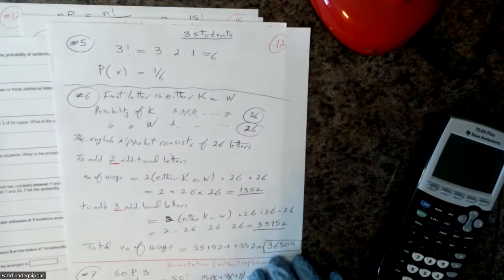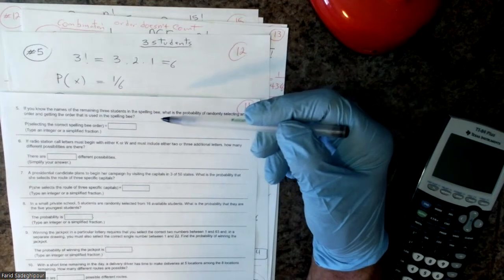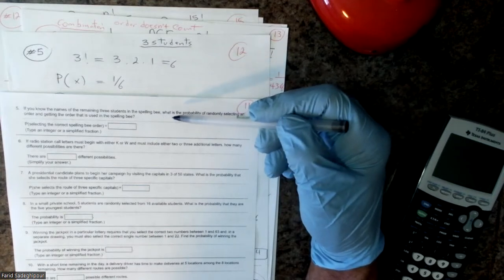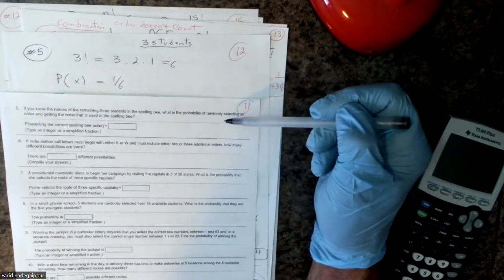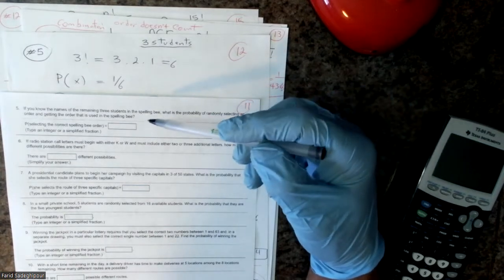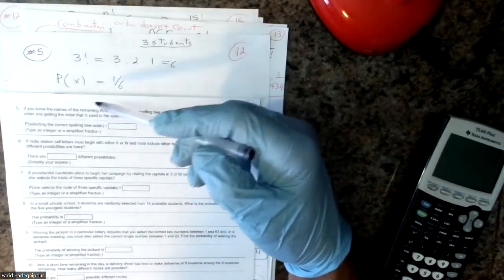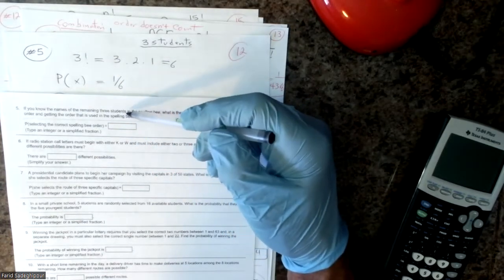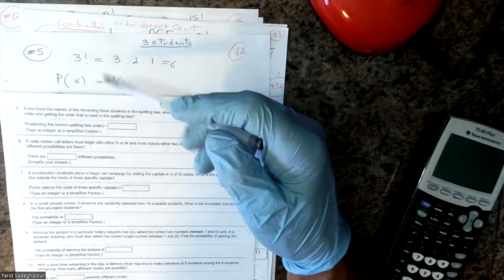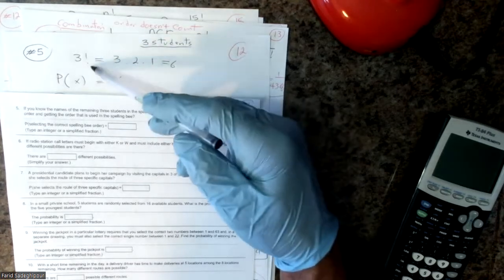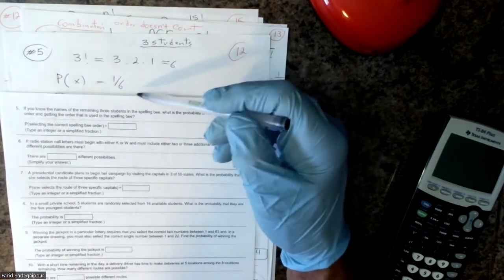Again, for this one, the name of remaining 3 students in spelling bees, probability selecting order and getting the order that is used. Remaining 3 students, so all the possibilities are 3 factorial is 6, so probability is 1 over 6.